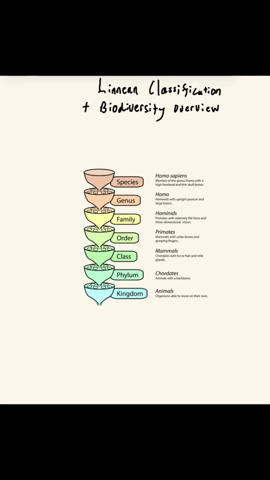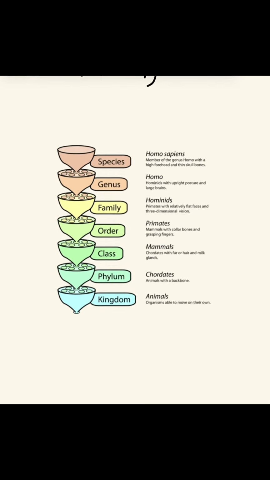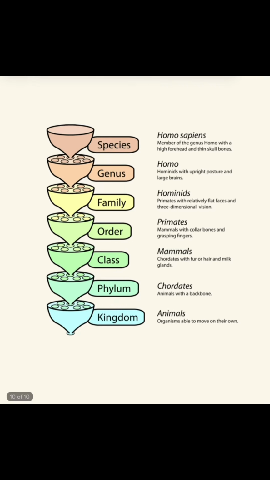Right, everyone. Today we're going to be talking about the Linnean classification system, and we'll have a quick look at biodiversity as well. So this image here, this is the classification system. So we go from kingdom all the way up to species. Now, a good acronym to remember this one is King Philip came over for good soup. Okay, so if you remember that, then you can remember the classification system.